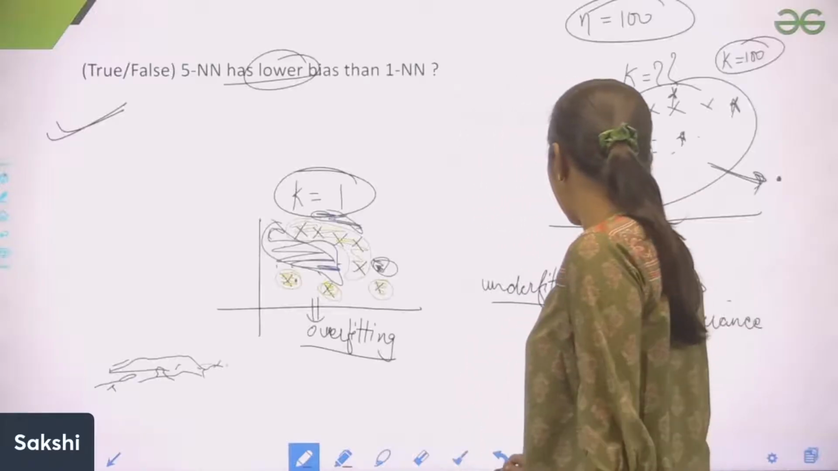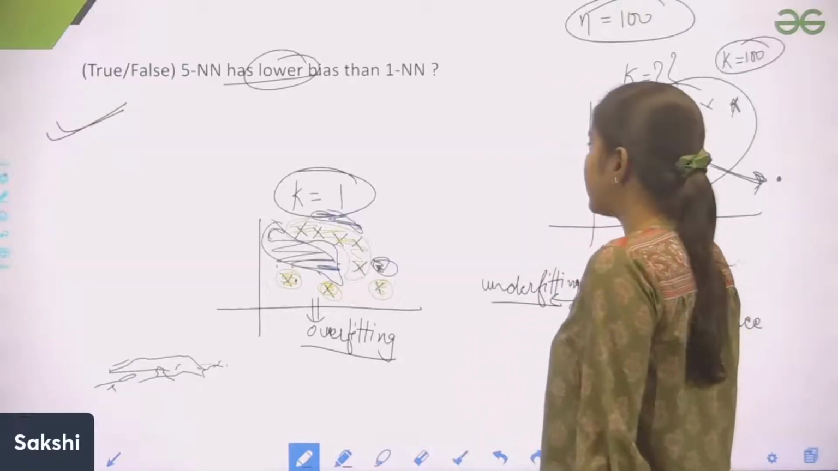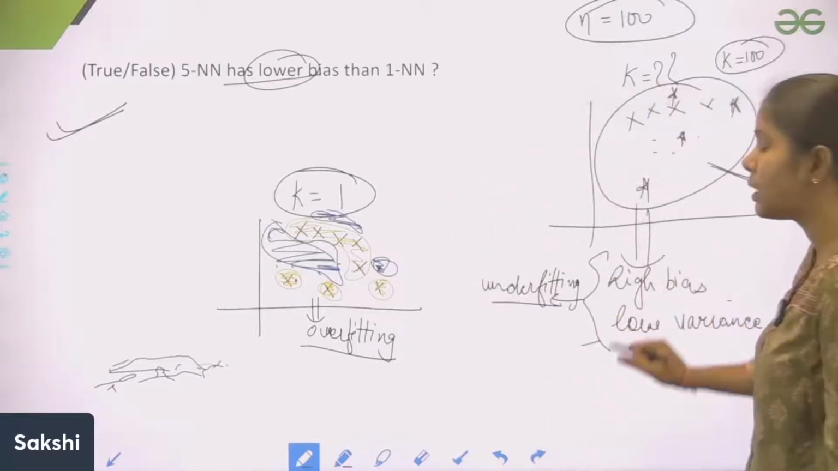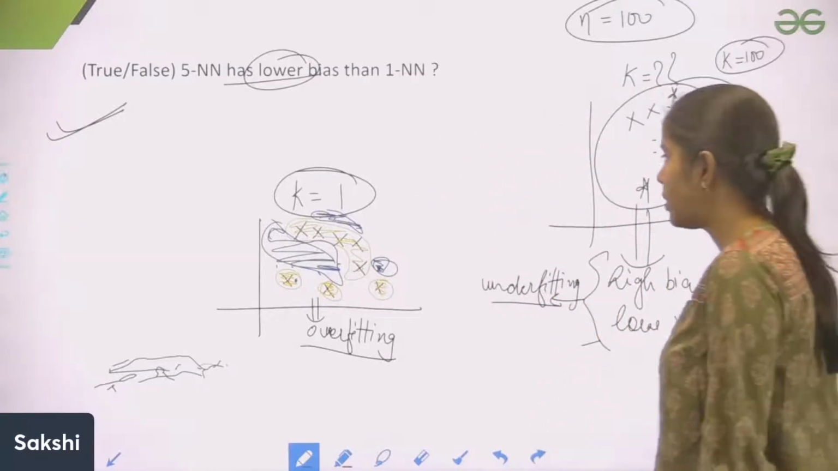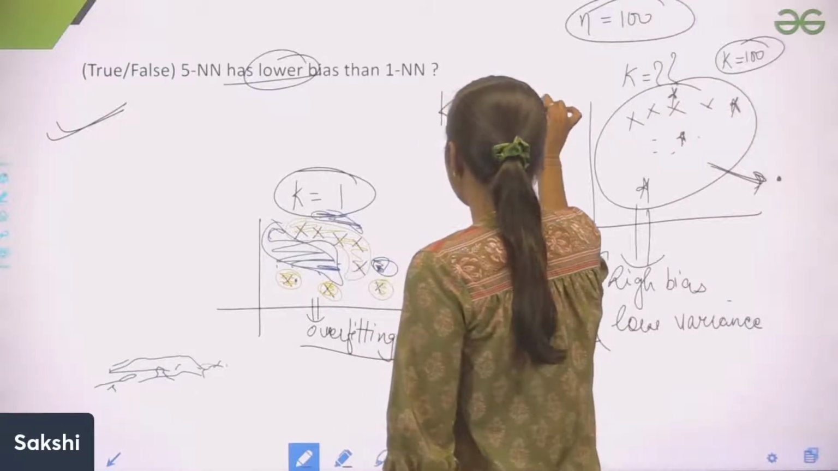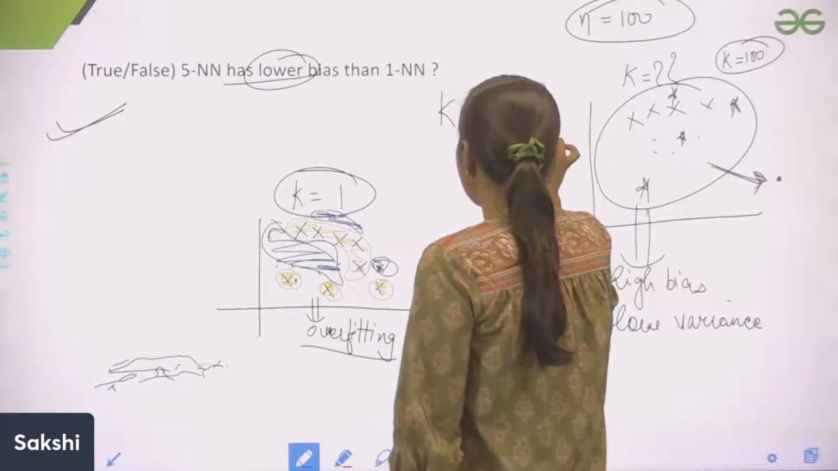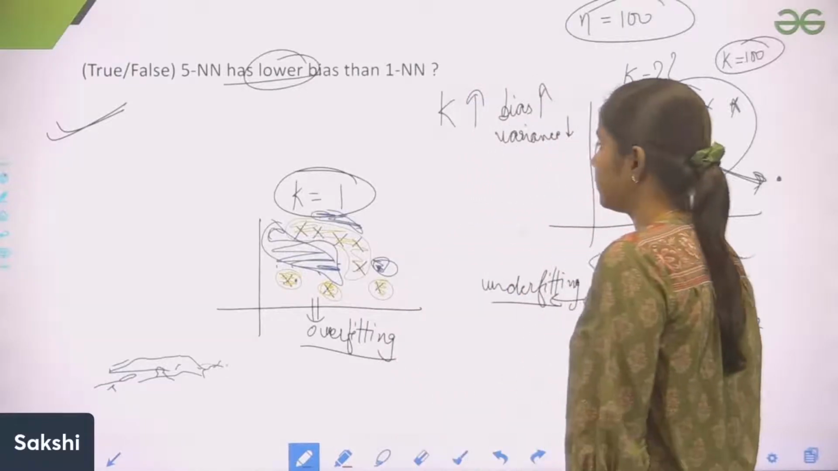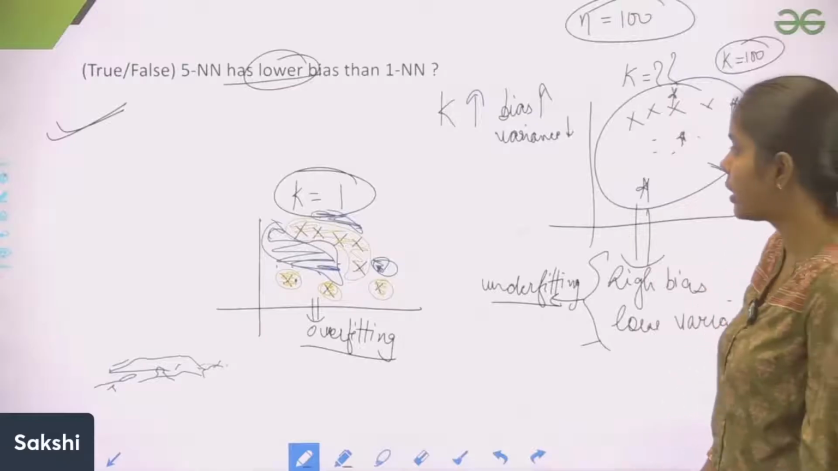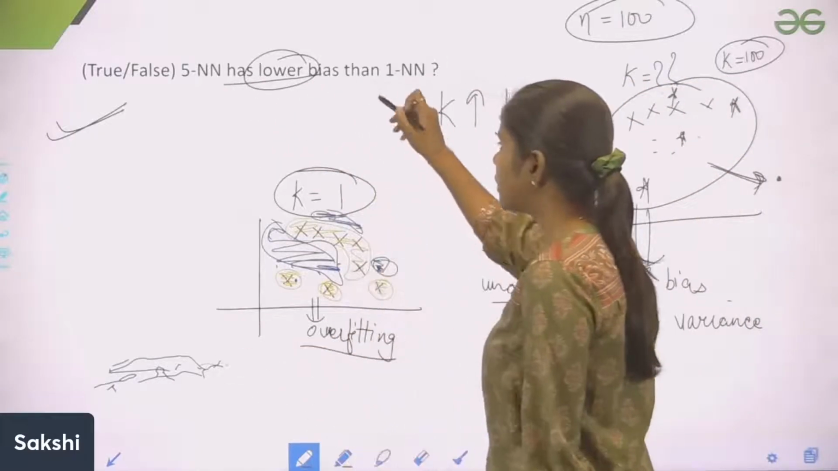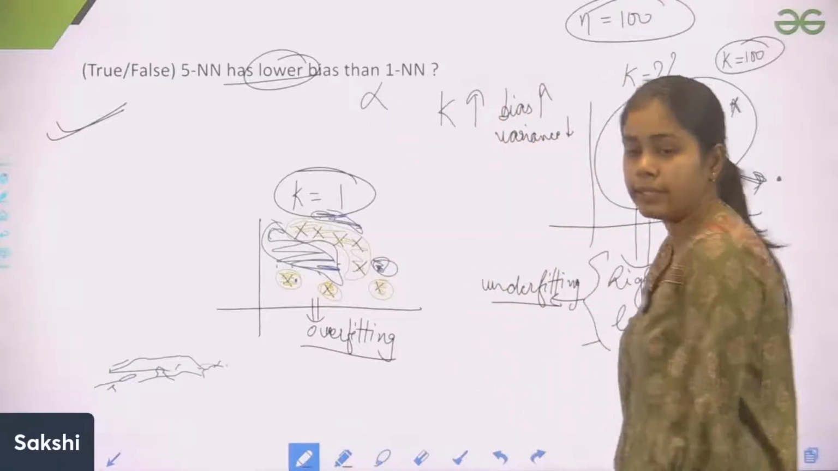गाइस अगर आप देखो तो क्या हो रहा था, increasing the value of k, increasing your bias as well. So that means if you would increase the value of k, your bias increases and variance decreases. So now they are saying 5nn has lower bias than 1nn. It is not true, obviously, right? This statement is false.